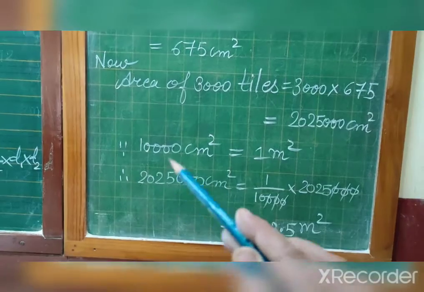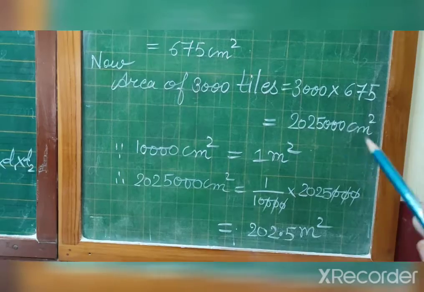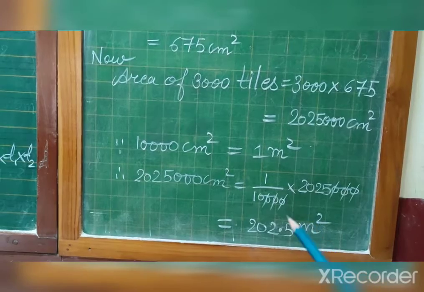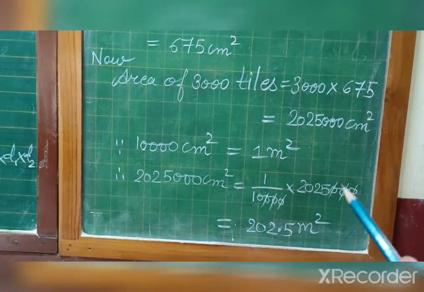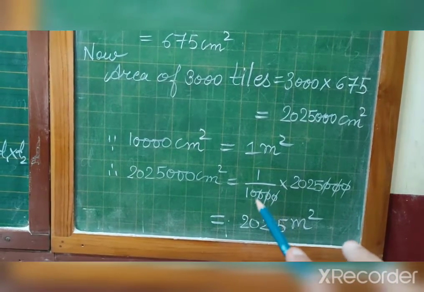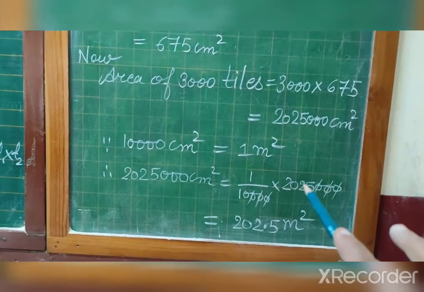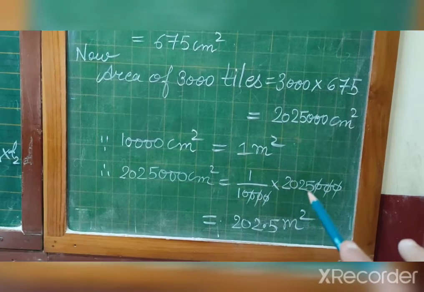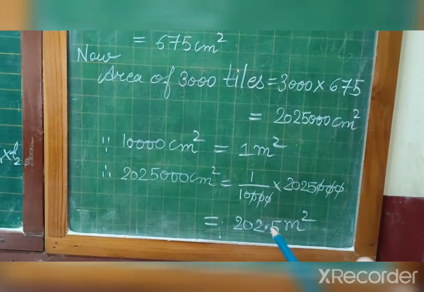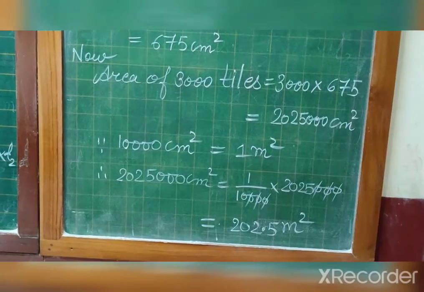So since 10,000 centimeter square is equal to 1 meter square, therefore this value we will write in the numerator, this will be in the denominator, and this again we will write in the numerator. So these 3 zeros cancel with these 3 zeros, leaving 1 zero. You can see tenths is in the denominator, so before one digit we will put a decimal. 2025 ones are 2025, and before one digit we will put a decimal. Now after that we will multiply this value by 4.